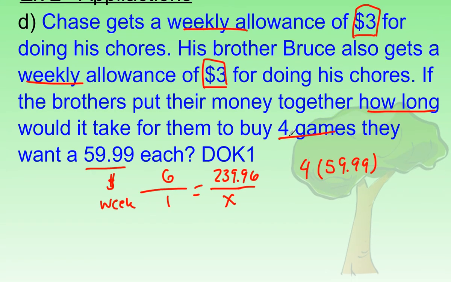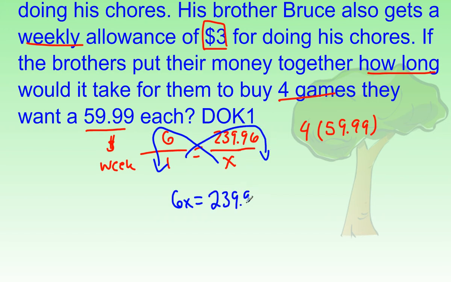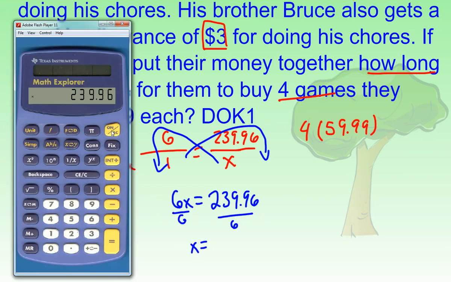So they gave us some extra information here. We just had to figure out what it means and how to plug it in, but it didn't really complicate the problem that much. So let's cross multiply. We've got 6 times x is 6x. 1 times 239.96 is still 239.96. Divide both sides by 6, and we get an x value of 39.99 weeks.